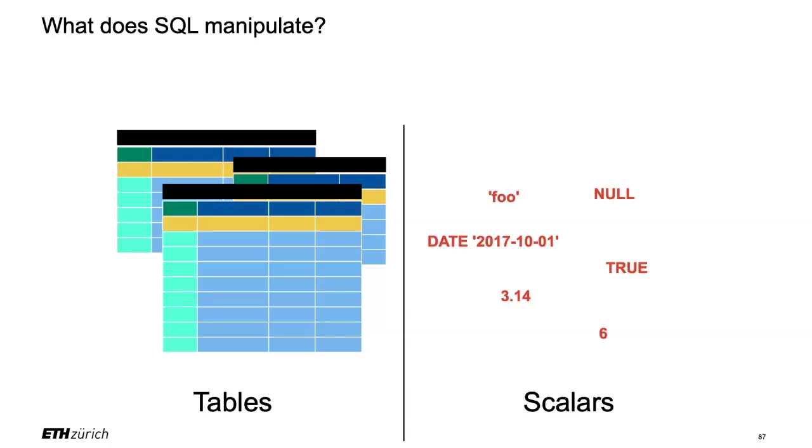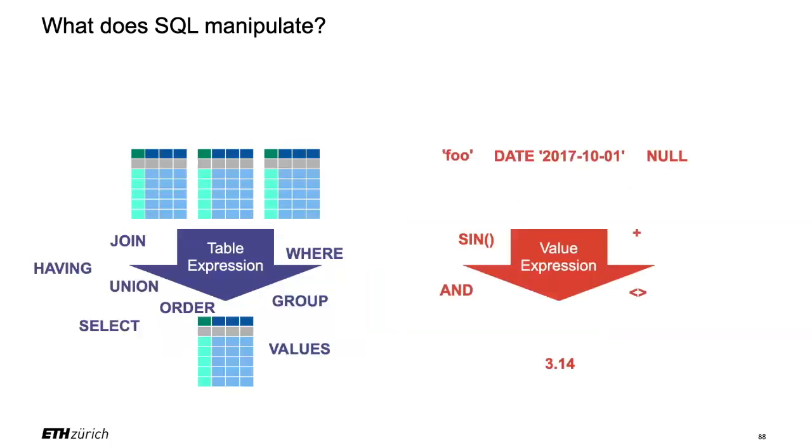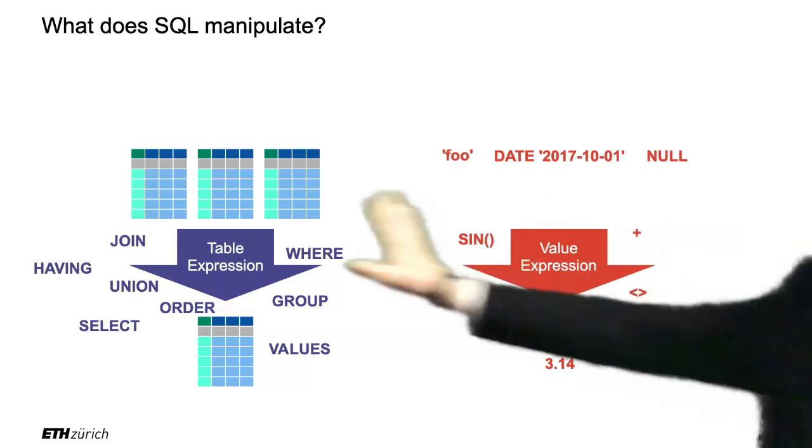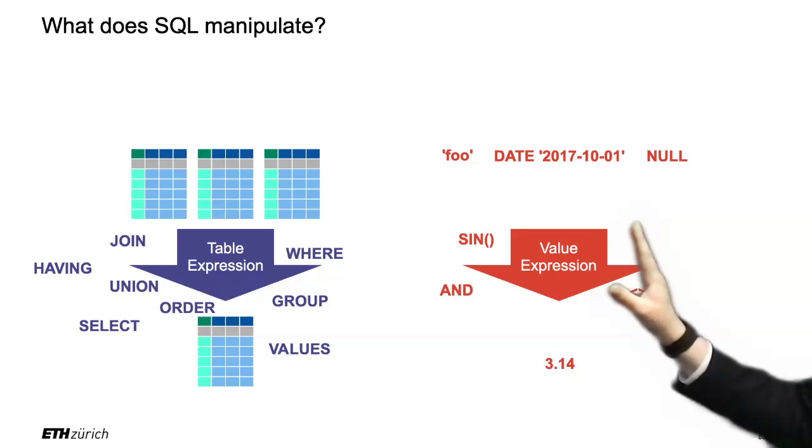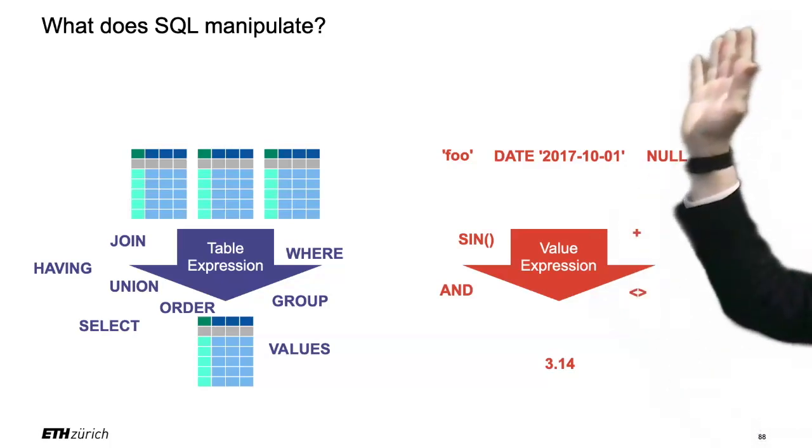Okay, so tables and scalars. It's very important that when you write your SQL query, you are clear in your mind whether you are manipulating tables or individual values, atomic values, scalars. When you say select, from, where, having, or even join, you're manipulating tables. But when you use things like plus, or greater than or equal, or and, or sign, or a trigonometric function, or 3.14 and so on, you're manipulating single values. For whom is that clear, the difference of what you're manipulating? Raise hands just to make sure.